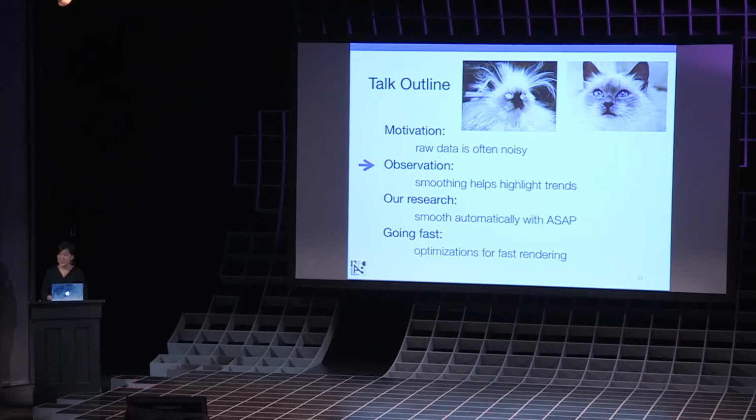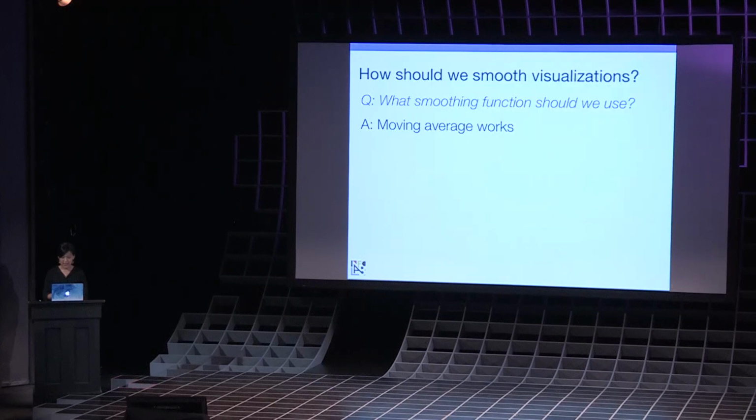Next we're going to go into more details on how we come up with a good smoothing parameter for removing these fluctuations. So the first question that I naturally have is, if I want to do smoothing, what smoothing average should I use? Well, it turns out that moving averages are fairly general and they actually work really well in practice.